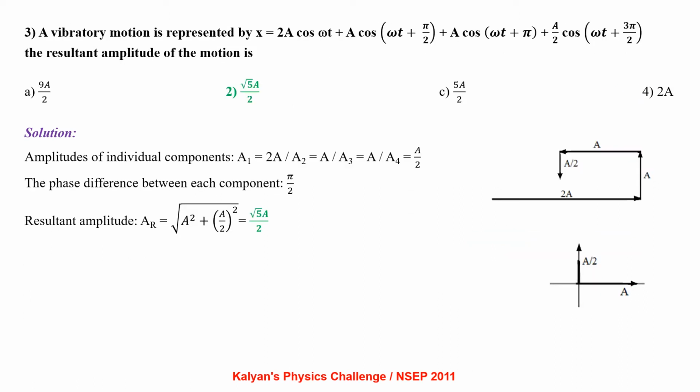A vibratory motion is represented by x equal to 2a cos omega t plus a cos (omega t plus pi by 2) plus a cos (omega t plus pi) plus a by 2 cos (omega t plus 3 pi by 2). The resultant amplitude of the motion: the amplitudes of individual components are a1 equal to 2a, a2 equal to a, a3 equal to a and a4 equal to a by 2. The phase difference between each component is pi by 2. So the resultant amplitude, as you can see from the graph, comes out to be root 5 times a by 2.